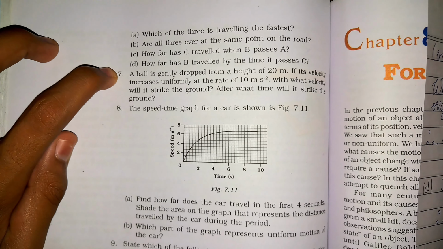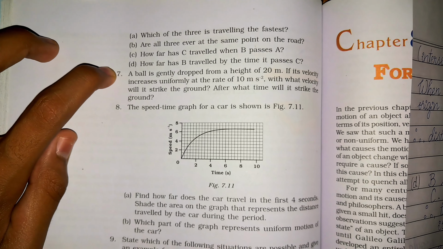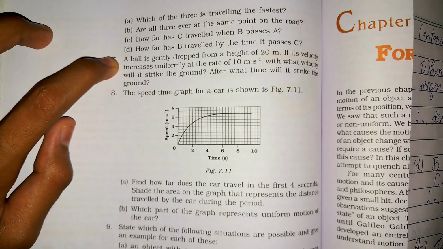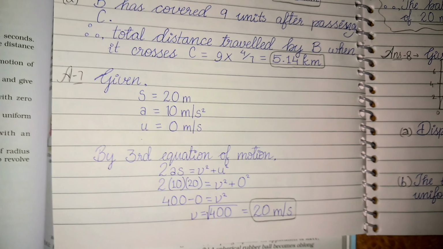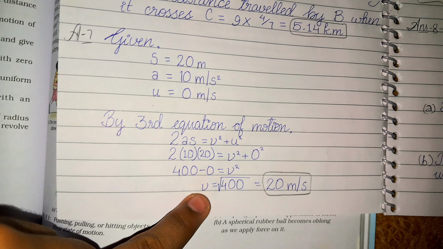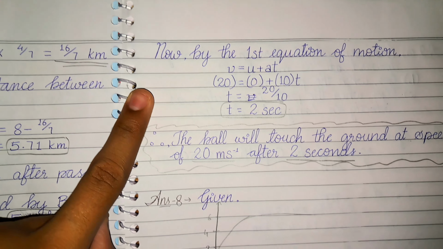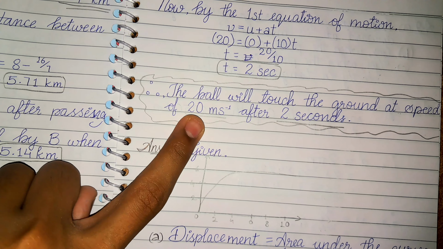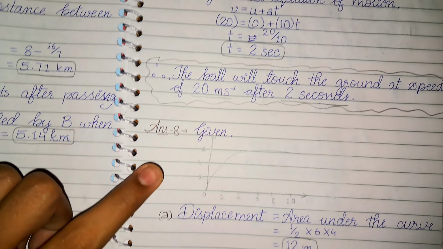And then in the seventh question we were asked that a ball is gently dropped from a height of 20 meter. If its velocity increases uniformly at the rate of 10 meter per second square, so this is the acceleration, with what velocity will it strike the ground? At what time? So we used the third equation to find the final velocity. Then we used the first equation of motion to find the time. So we got the answer to be 20 meter per second, the final speed, and 2 seconds the time.